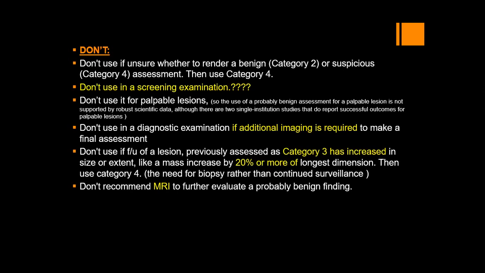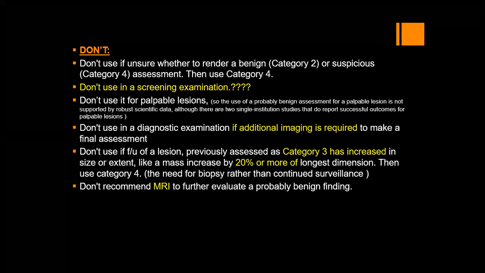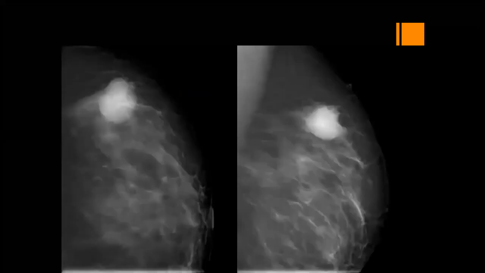Don't use BIRADS 3 if follow-up of a lesion previously assessed as category 3 shows an increase in size or extent. If it shows any increase in size, or significant increase, as you know, by 20% or more, then it has to be upgraded to 4 or even higher. And don't recommend MRI to further evaluate probably benign findings. What about these lesions?